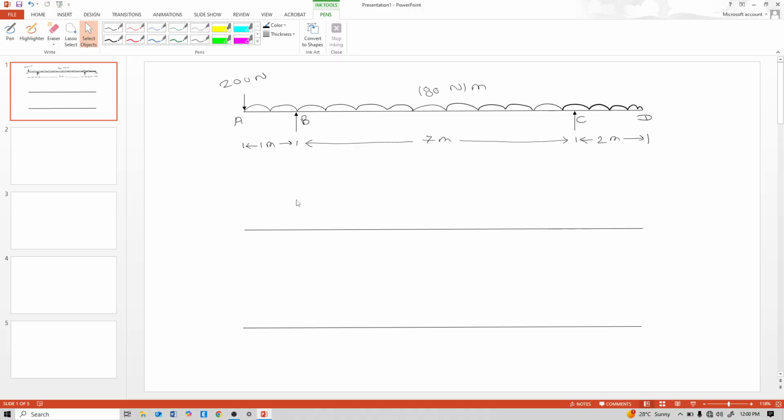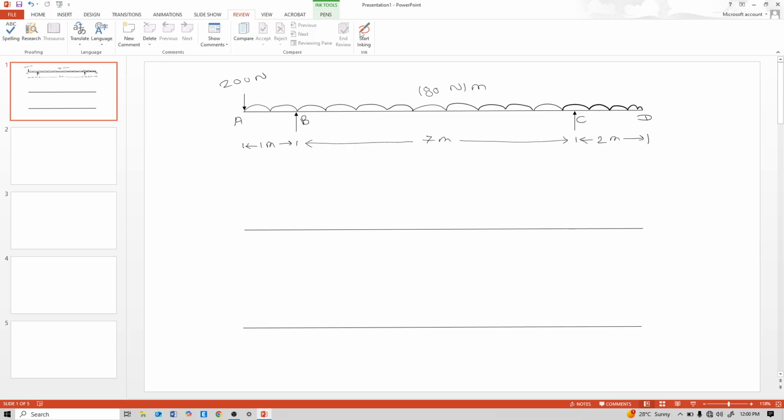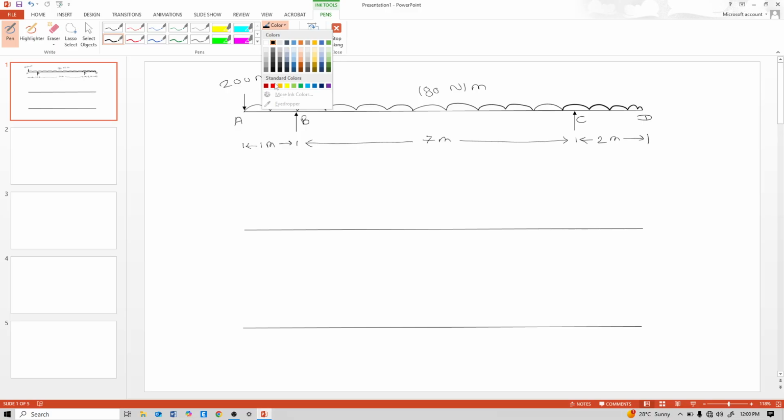Our solving methodology is, first we judge the diagram, then we find the numeric values, and then we check it on StatPro software. So, as per my judgment, 180 Newton per meter is a throughout load. This 200 Newton is near to this B. That means this B is maximum, because more load is toward this point B.